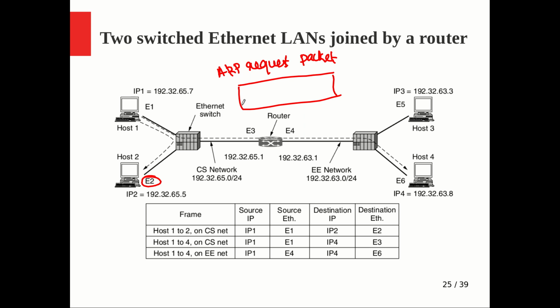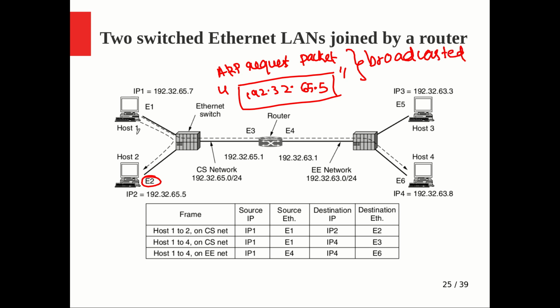Inside this ARP request packet it will mention many things, and we will see more later. At minimum it will ask: for 192.32.65.5, I just want the corresponding MAC address of this IP address. It will also contain its own mapping, and many other things, but at minimum this is the ultimate aim of the ARP packet: given this IP, what is the corresponding MAC address? It will broadcast this particular packet, which means everybody will receive it.